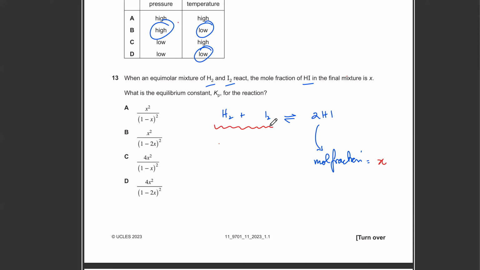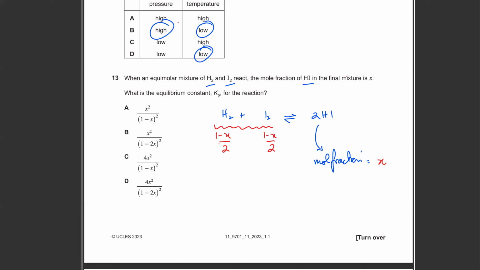What would be the remaining percentage if that is X? It would be 1 minus X. So the total would be 1 minus X, because fractional percentage is out of 1. So out of 1, if this is X, that's going to be 1 minus X. And since it's going to be equally divided between the two, it's going to be 1 minus X divided by 2 for H2 and 1 minus X divided by 2 for I2. Is that clear? Yes. So now you have the mole fraction.